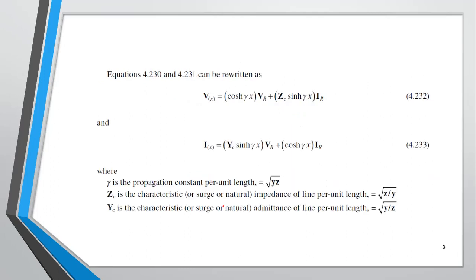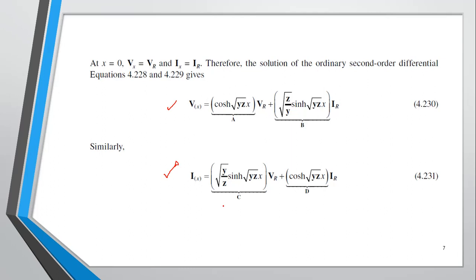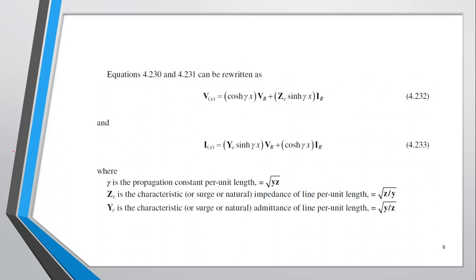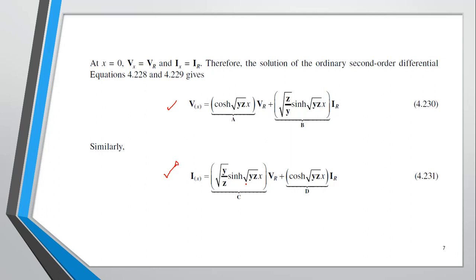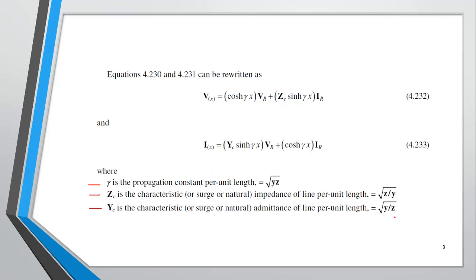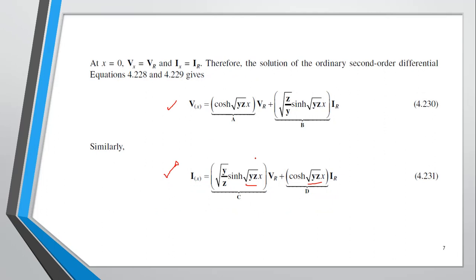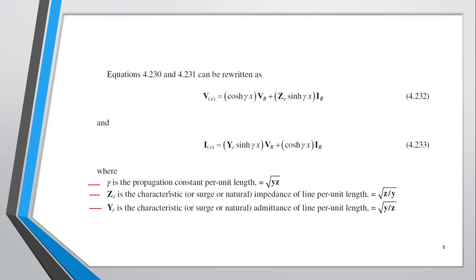Similarly, we can rewrite this equation in these terms, like we consider these three terms: gamma, Zc and Yc. We consider Zc as the square root of Z over Y and Yc as the square root of Y over Z. Similarly, gamma is the square root of YZ. So in place of the square root of YZ we can put gamma, for the square root of Y over Z we can put Yc, and for the square root of Z over Y we can put Zc. So the whole equation becomes this one.